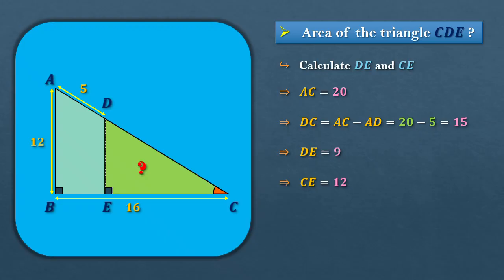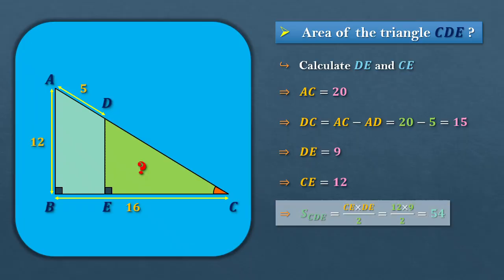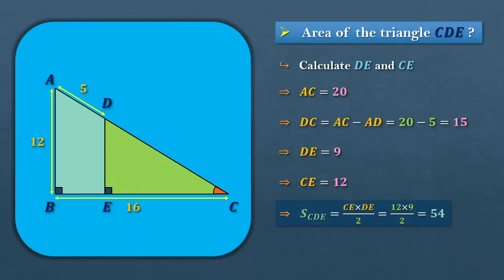Now to compute the area, we have the triangle CDE, which is a right triangle, so its area is equal to the product of the two perpendicular sides divided by 2. Therefore, the area SCDE is equal to CE multiplied by DE divided by 2. This gives 12 multiplied by 9 divided by 2, which is equal to 54 square units.